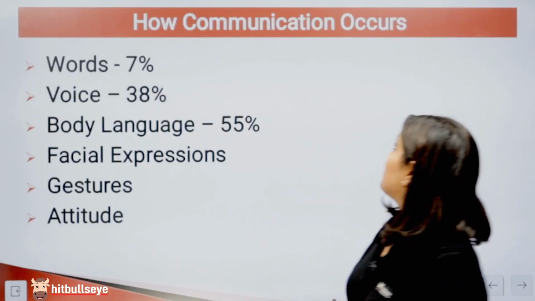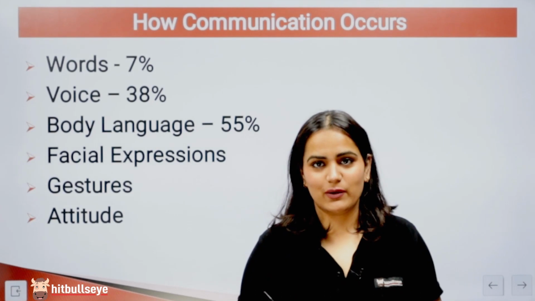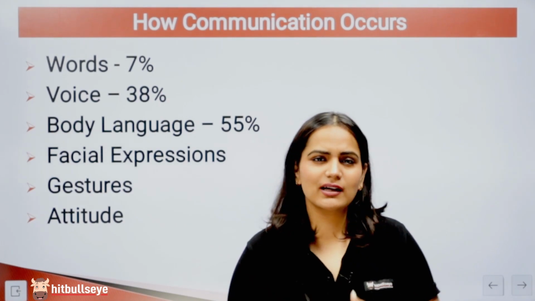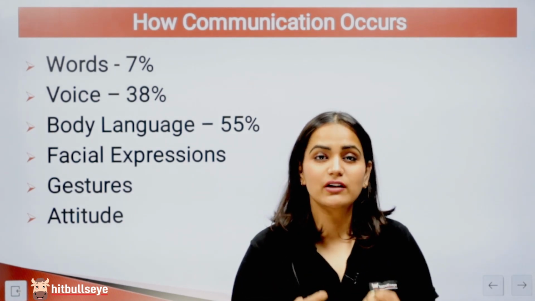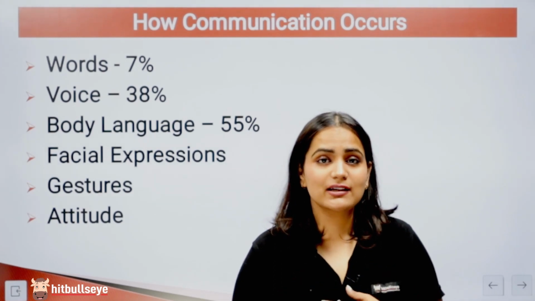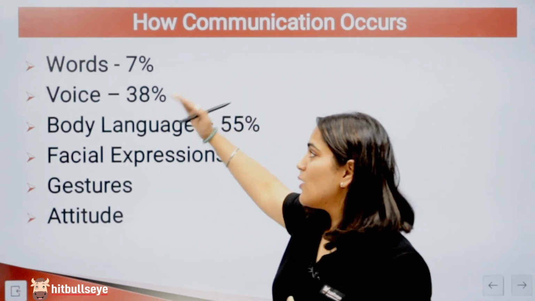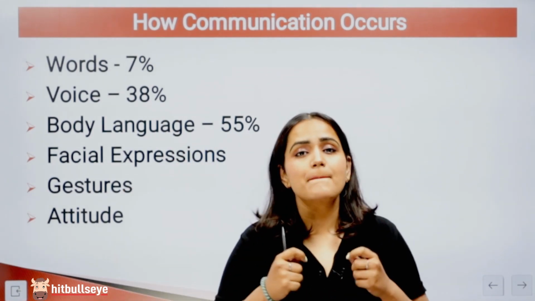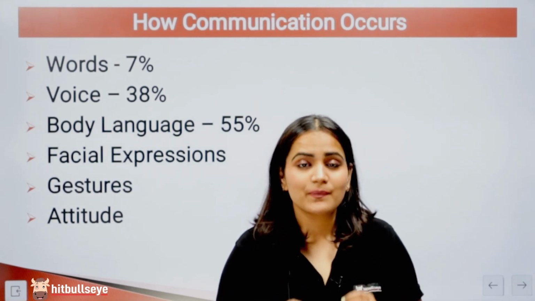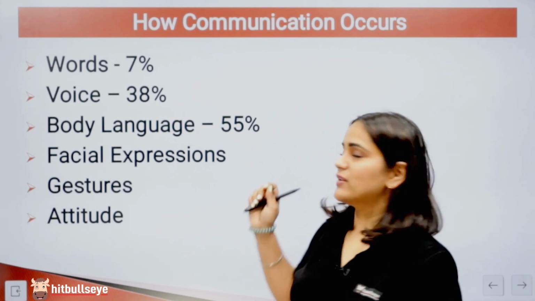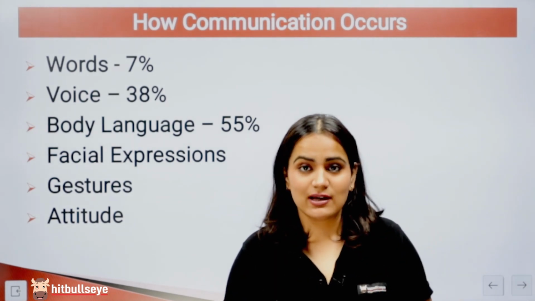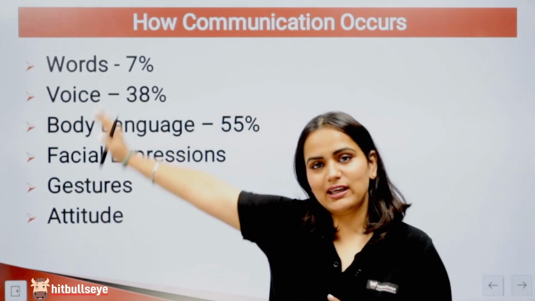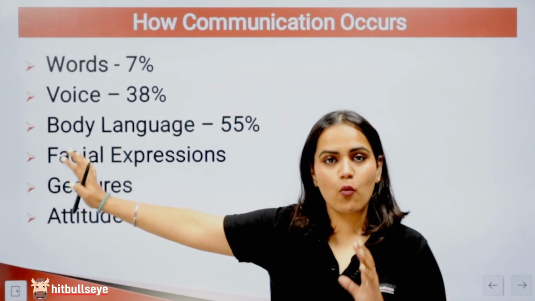So, how does communication occur? The biggest question for everyone. Most of the students will say speaking is what communication is all about. But do you think that speaking is enough to communicate whatsoever you feel or whatsoever your ideas are? No, it's not. Words, voice, body language, facial expressions, gestures and attitude are the main components of communication, and words comprise just 7% of your entire communication. This is something you need to understand, right? Once you know that these are the important components, you know what you need to work on.